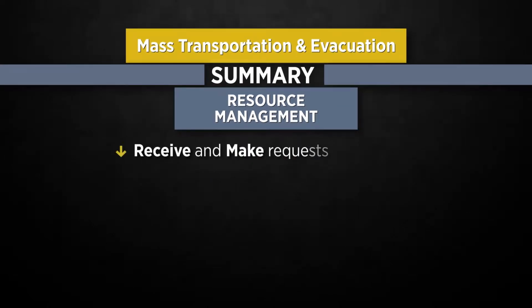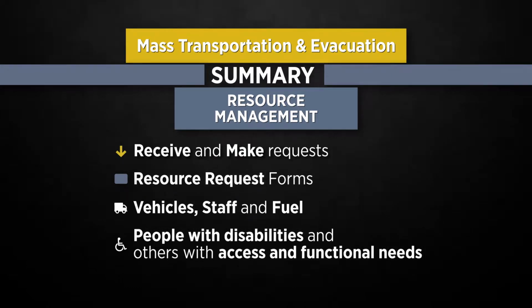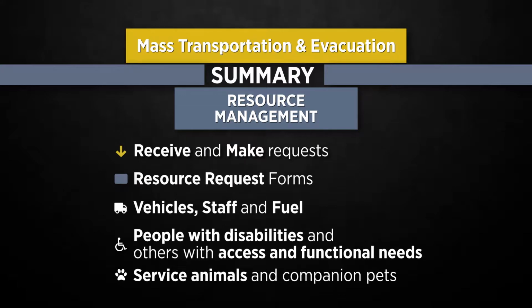You'll receive requests from other levels of government. To fulfill these requests, you will use the EOC resource request forms. Types of resources include vehicles, staff, supplies, equipment, and fuel. Consider people with disabilities and others with access and functional needs, including those with service animals or companion pets when fulfilling requests.